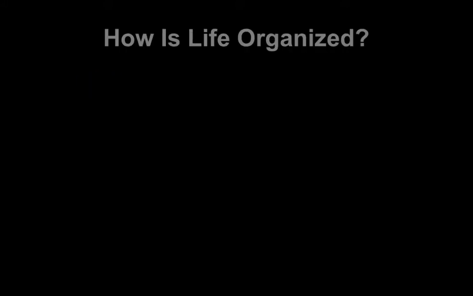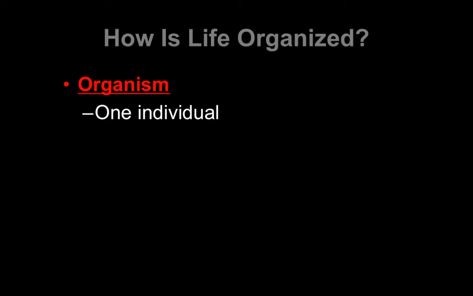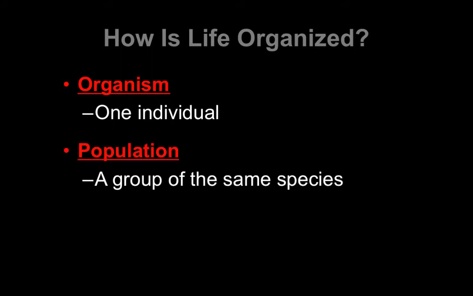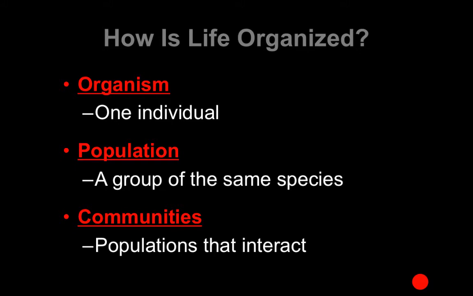So now let's think about how life is organized. A single individual is called an organism. So this would be like one zebra. A population is a group of the same species. So this would be like a herd of zebra. And then a community is populations that interact. So this would be the population of zebras and wildebeest and elephants and giraffes and lions and so on that make up an ecosystem.